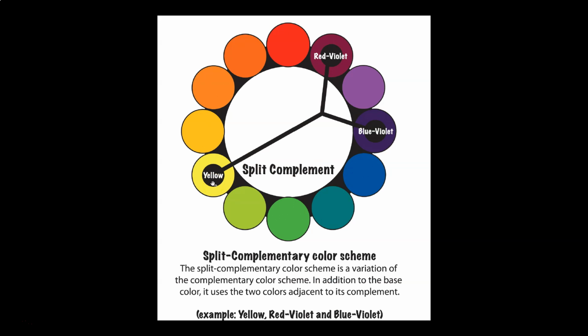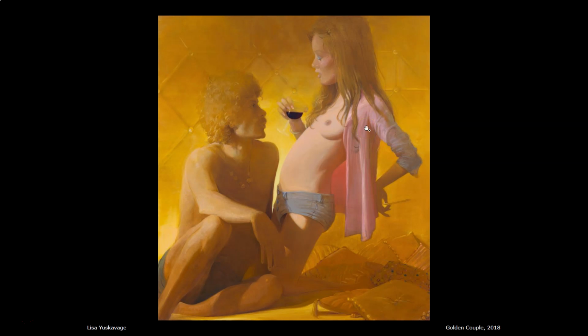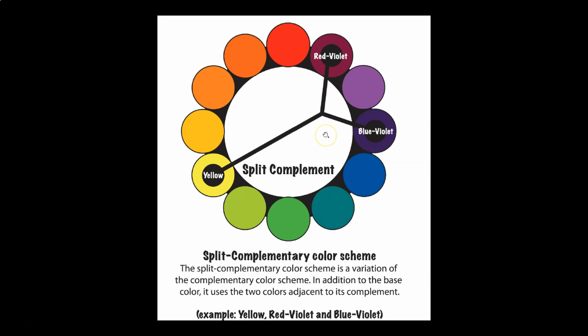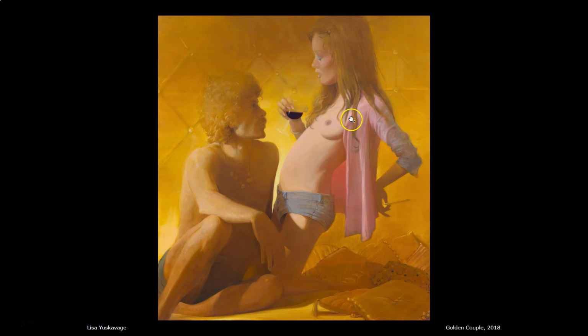A split complement is you'll just take one color and go to its complement, and then you'll use the colors basically on either side of it. Don't use the actual complement. So it's a little bit more sophisticated, and you'll see that here we mostly got all of these yellow golden colors, and then the red violets and the pinks and the blue violets in the pants and the makeup. So they make these really nice glowing images.